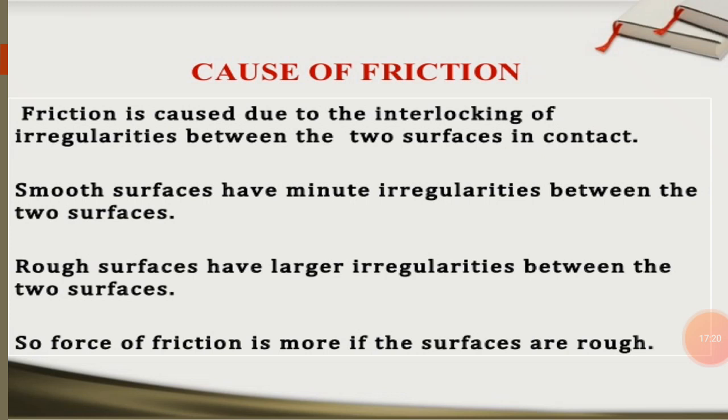The more the roughness of a surface, the larger is the number of irregularities on the surface, hence the greater will be the friction. The force of friction is greater if rough surfaces are involved. In the second case, smooth surfaces have minute irregularities between the two surfaces, so in that case the frictional force will be less. Now we are going to know more about that.